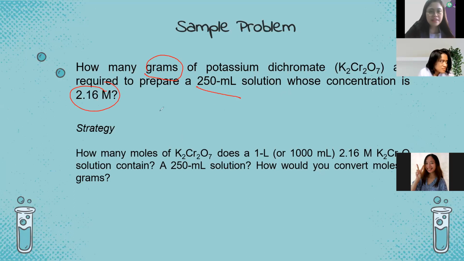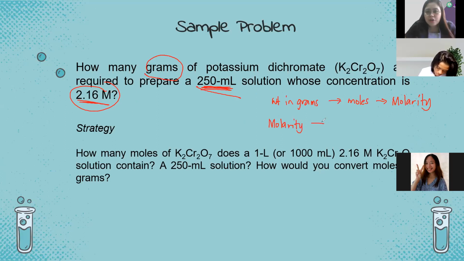Gusto nating gumawa ng solution. Ito lang yung volume niya. Tapos dapat ito yung kanyang concentration. So meron tayong process, 'di ba, na sinusunod sa molarity. If the weight in grams of the solute is given in the problem, we will compute for the moles. After computing for the moles, we will be computing for the molarity. But this problem is the reverse, meaning the molarity is already given. So what's next? We will still compute for the moles and then lastly the weight in grams.